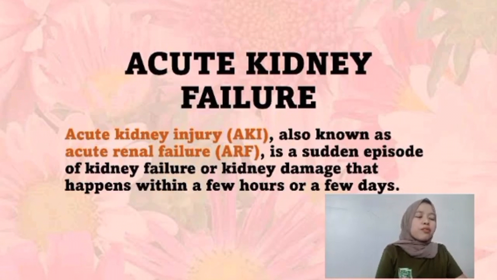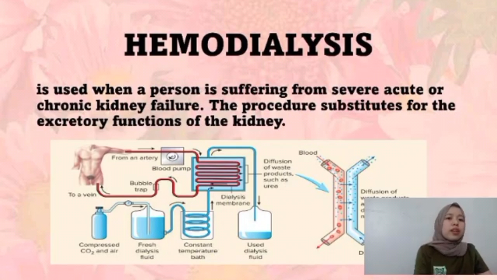Acute kidney failure occurs when our kidneys suddenly become unable to filter waste product from our blood. So when our kidneys lose their filtering ability, dangerous levels of wastes may accumulate and our blood's chemical makeup may get out of balance. So there is a treatment for renal failure.